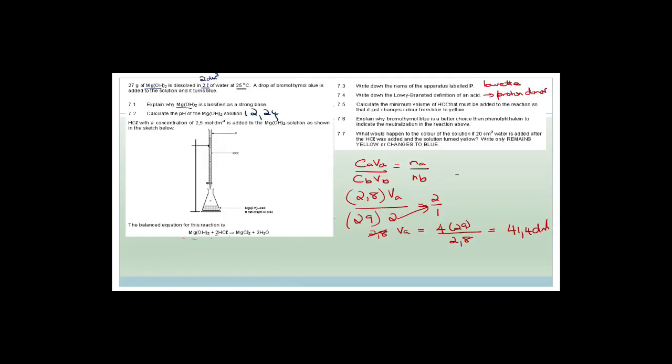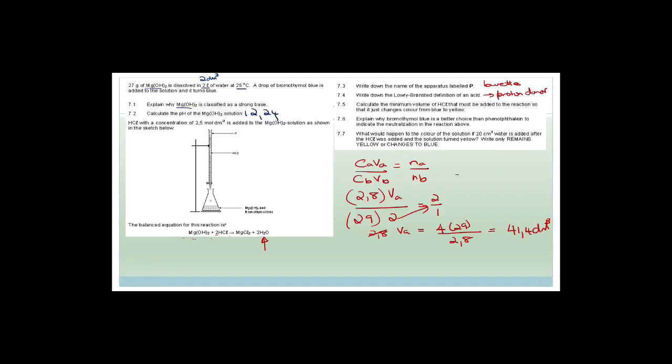41.4 decimeters cubed. Sure. It says, what would happen to the colored solution if 20 cubic centimeters of water is added after the HCl was added and the solution turned yellow? They want to know if it's going to stay yellow or change to blue. Okay, so if we're adding water, do you see that we're adding water here?